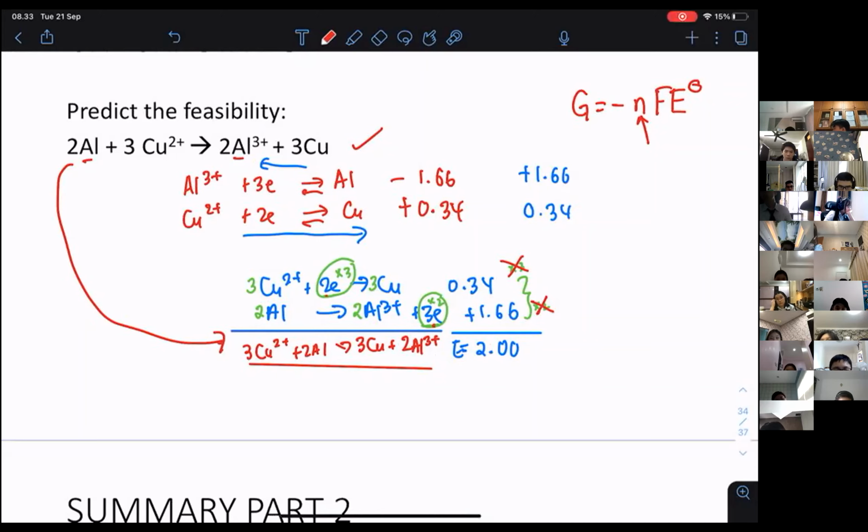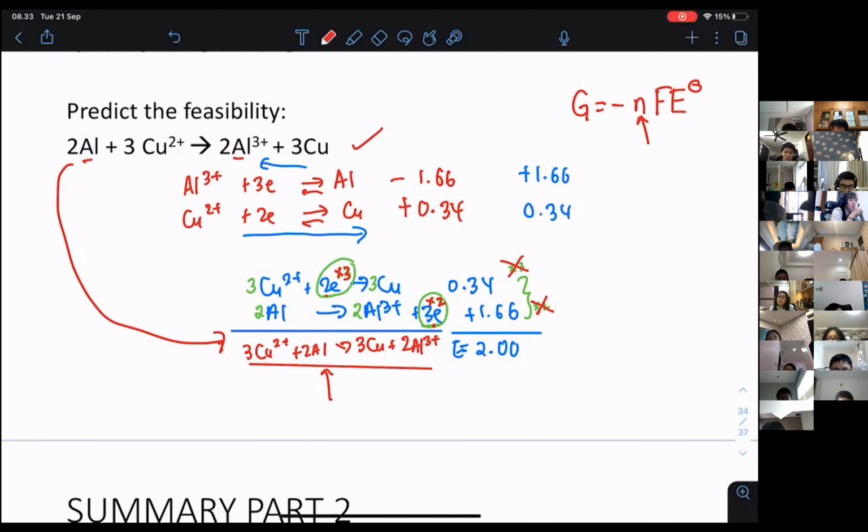Because you times by 3, because you times by 2, how many moles of electrons are involved in this particular equation? Jackson, how many moles of electrons involved in this particular equation? 6. Yes, the answer is 6.